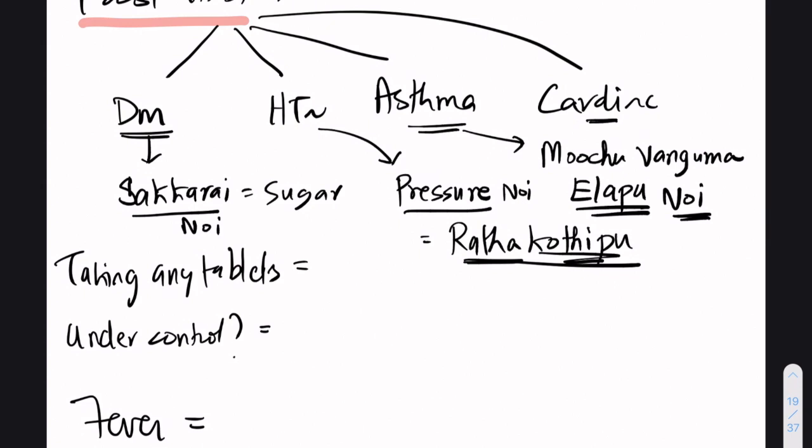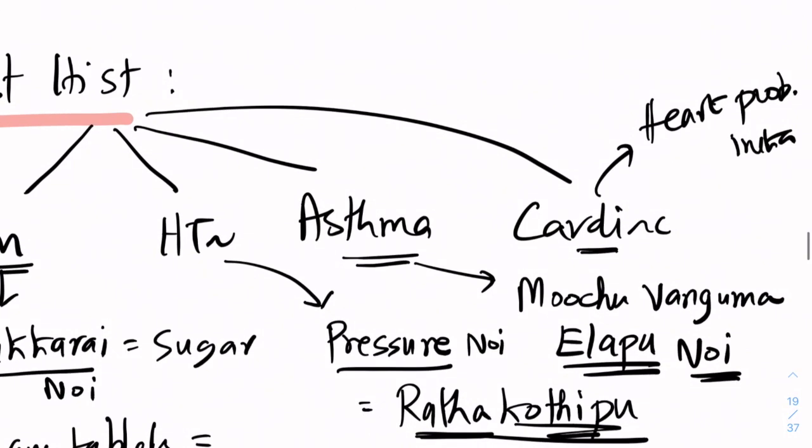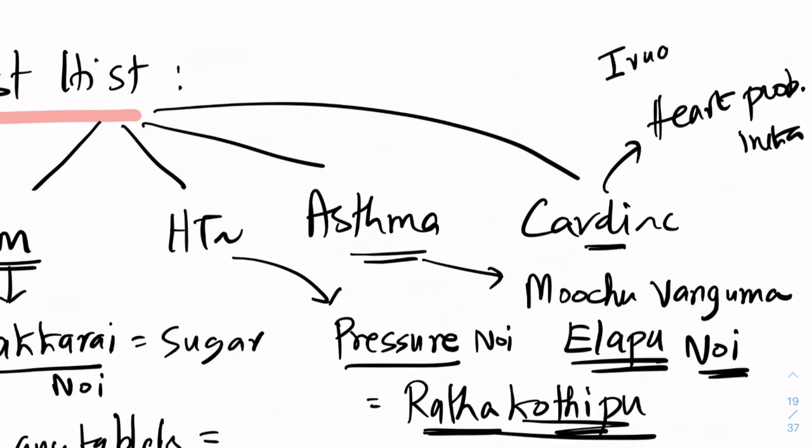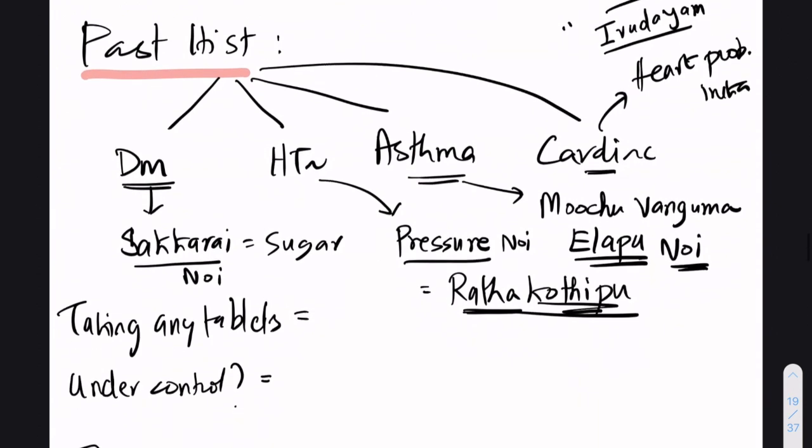Cardiac is very simple. Heart problem irka. Most people understand heart problem irka. Even if they don't understand what heart means, you can use the word irudaya problem. Irudayam means heart. So heart problem irka, irudaya problem irka. Okay, this is the common past history you should ask.